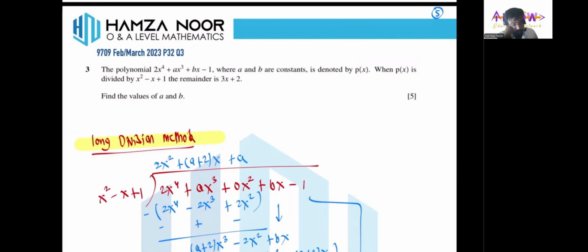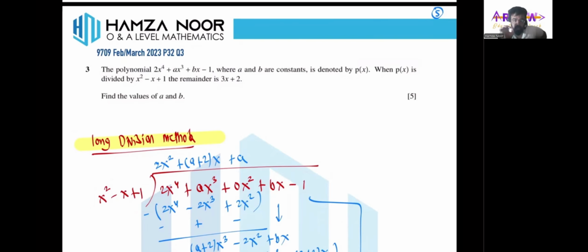Whenever you are using the long division method, you must write the polynomial in a strict sequence. Since we have a term in x raised to the power of 4, so 2 multiplied by x raised to the power of 4 plus ax cube, and then we don't have the term in x square. So we will write it like this, that the coefficient of x square is 0. Always make sure to write a polynomial in a strict sequence. And then we have bx and then minus 1. So this polynomial is divided by x square minus x plus 1, and the remainder is 3x plus 2.